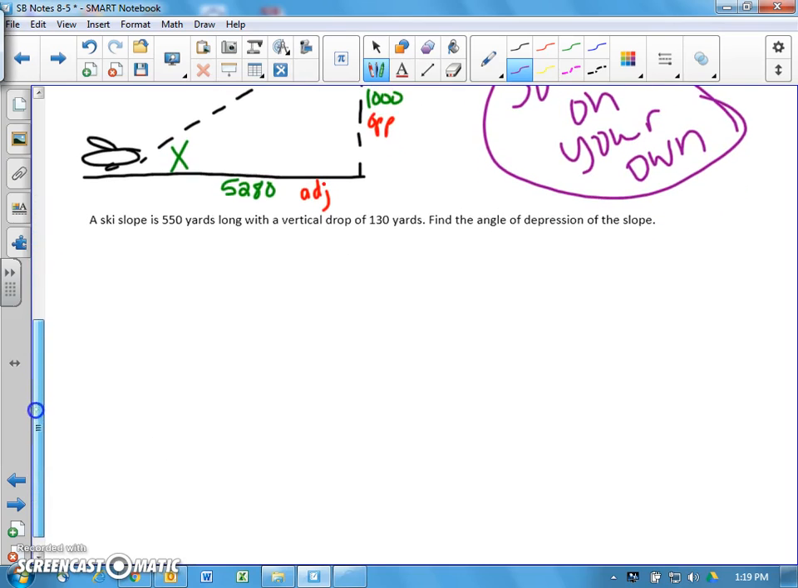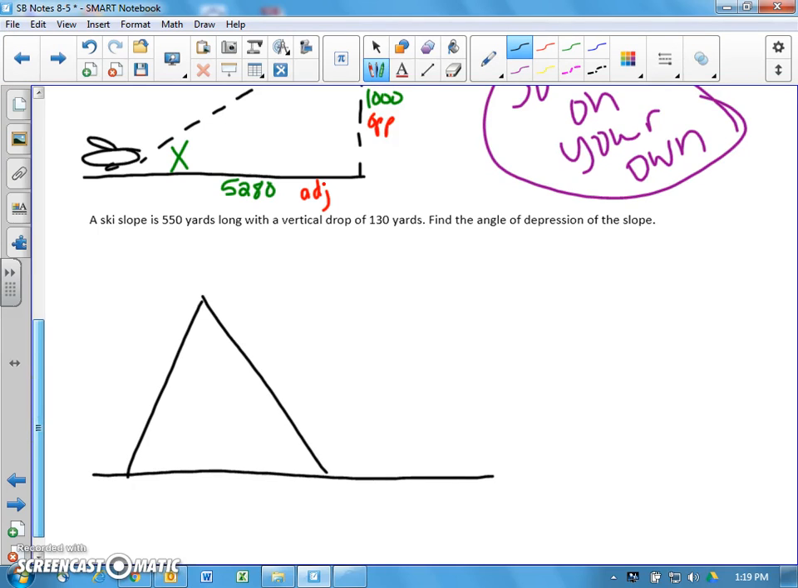This last problem, once you understand what you're looking at, I think it makes a whole lot of sense. Here is my mountain. And so your skier, keep in mind where your skier is. Your skier is going to be going down the slope. There's my skier. So when it says the ski slope is 550 yards long, we are talking about this distance, the distance the skier skis. Then it says that it has a vertical drop. Well, let's think about from the top to the bottom, my vertical drop would be 130 yards.